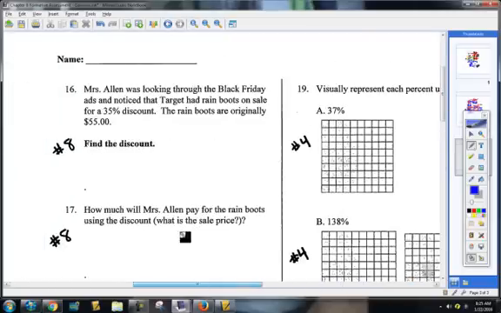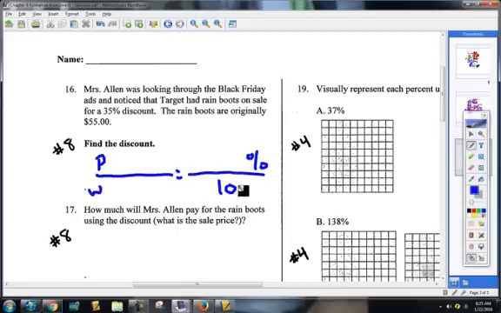All right, Mrs. Allen was looking through the Black Friday ads and noticed that Target had rain boots on sale for 35% discount. The rain boots are originally $55, so you got to find the discount. Okay, so here we go. You had to do a proportion here. If you didn't, it's wrong. So we have 35% discount going there. Remember, that's representing the discount or the savings.